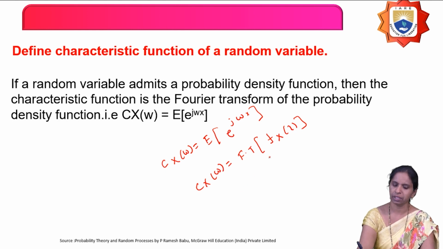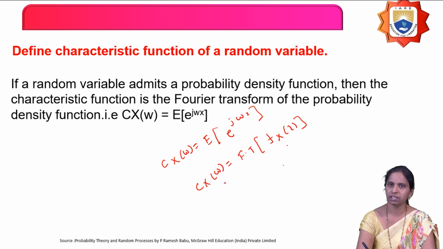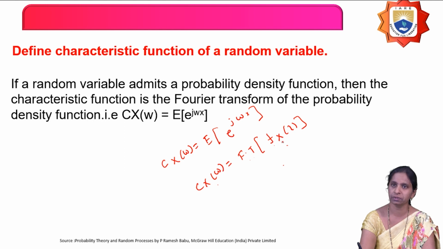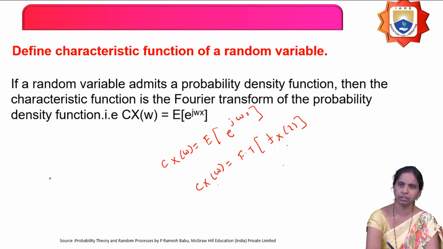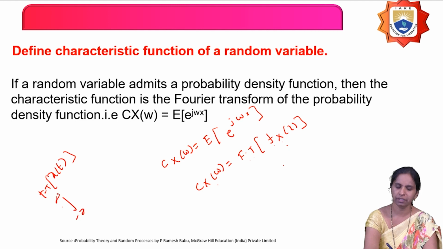So, what is the Fourier transform of the density function? It is nothing but the integration from minus infinity of fx of x into e power minus j omega x dx. So the characteristic function of the random variable x is the Fourier transform of the probability density function of that random variable. What is the Fourier transform of a signal x of t? It is the integration from minus infinity of x of t into e power minus j omega t dt.